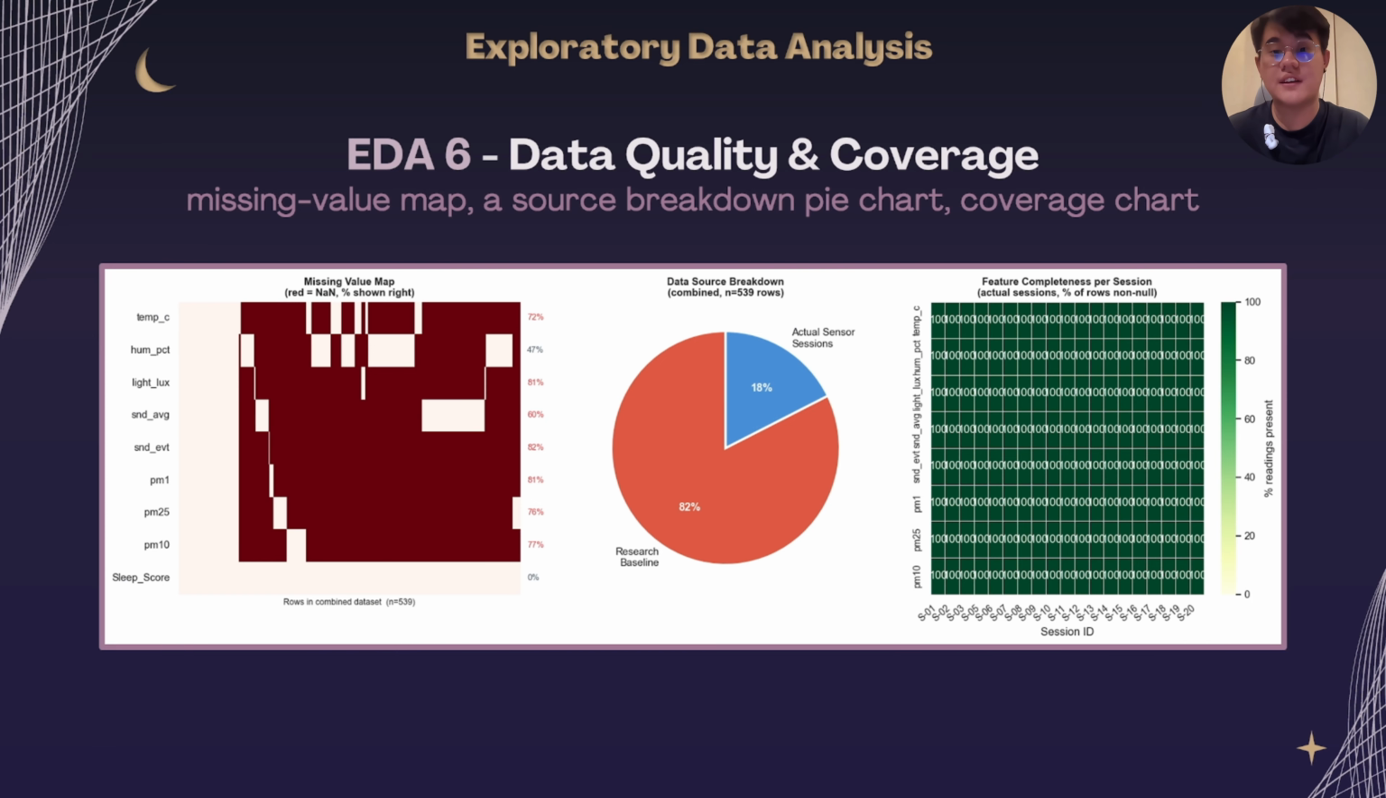EDA6 checks completeness. We produce a missing value map, a source breakdown pie chart, and a position coverage chart. The positive research rubric rows are always complete because they are constructed values. Real IoT sessions sometimes have missing channel readings, which we handle later via median imputation in the preprocessing pipeline. The source split is approximately 40% real sessions, 60% research public. It reflects the deliberate augmentation strategy.